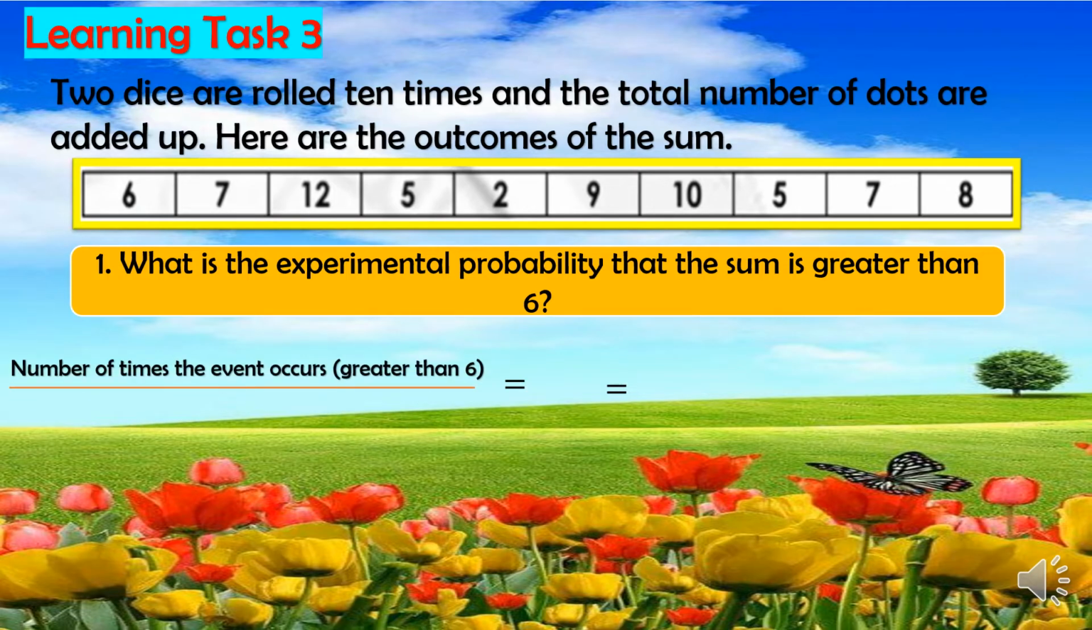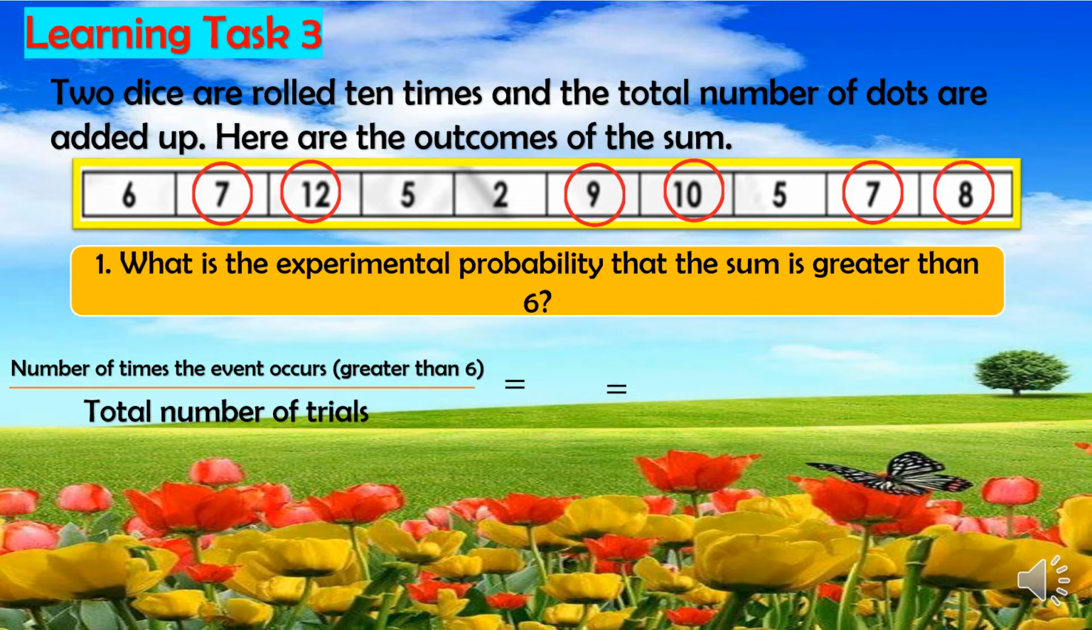So we have the number of times the event occurs, so yun na yung greater than 6, over total number of trials. So, ano-ano bang mga numbers ang meron na greater than 6 dun sa outcomes? So you have 7, 12, 9, 10, 7, and then 8. So these are the numbers that when you sum the two dice that are being rolled, say that is greater than 6.